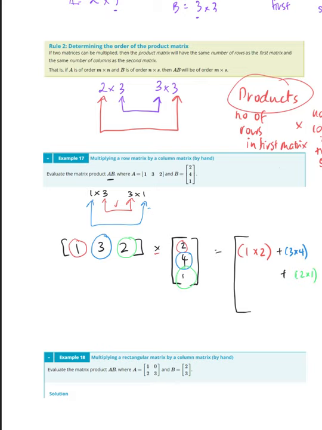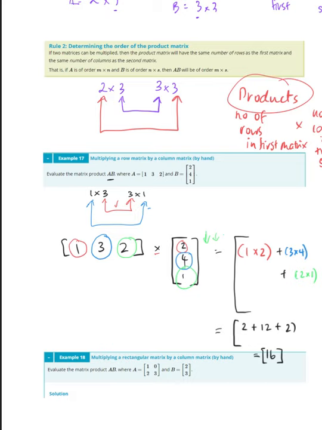Now, I've run out of my row, right? And I have no more columns to continue with. So that means I've only got one element. And then if I equate all of this, so I've got 1 times 2 is 2, plus 3 times 4 is 12, plus 2 times 1 is 2. So I've got, what's that, 14, 16. So I've got 16 is my answer. And if I check, it's a 1 by 1, perfect.